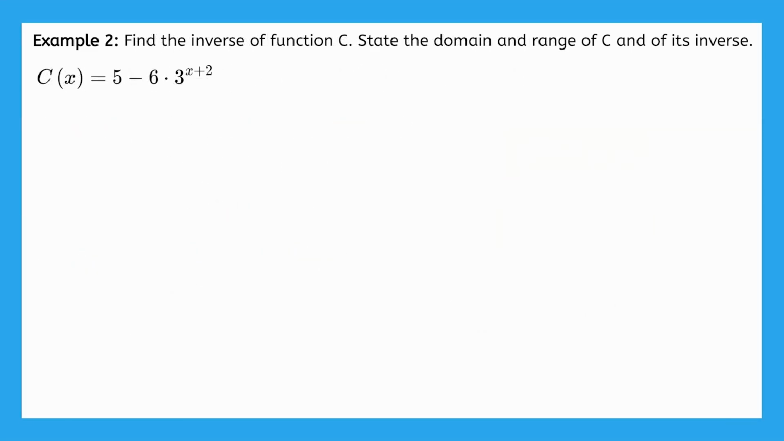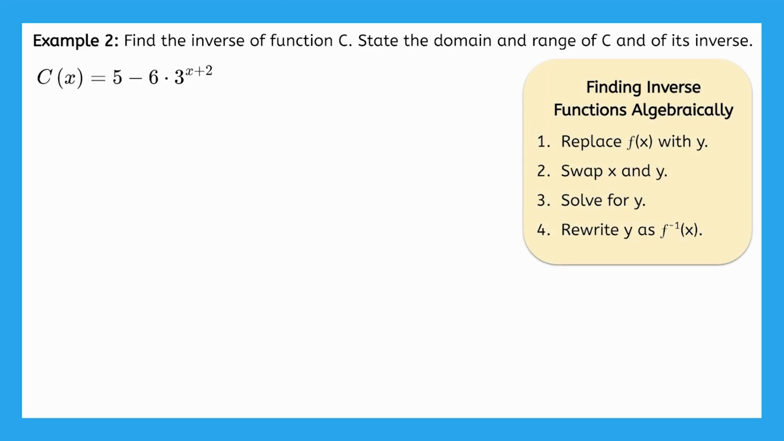Now let's practice finding the inverses of exponential and logarithmic functions. Example 2 is asking us to find the inverse of c of x equals 5 minus 6 times 3 to the x plus 2, and to state the domain and range of both c and its inverse. In Unit 1, we learned that to find inverse functions algebraically, we can follow these 4 steps. In this case, though, we're using c of x instead of f of x. Pause the video and try to find the inverse of c yourself.